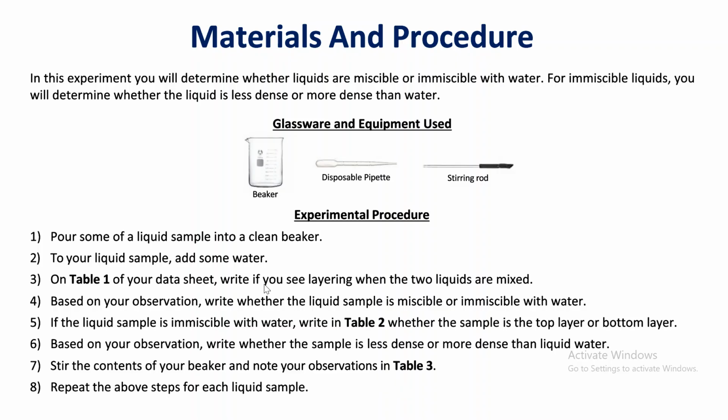For table 1, you are going to write if you see layering when the two liquids are mixed. Based on that observation, we are going to write whether the liquid sample is miscible or immiscible with water. If the liquid sample is immiscible, in table 2, we are going to write whether the sample is at the top layer or at the bottom layer. And then finally, based on that, for table 3, we are going to say if it's more dense or less dense, and write that in our observation. Then we're going to repeat the steps for all the liquids that we are testing.